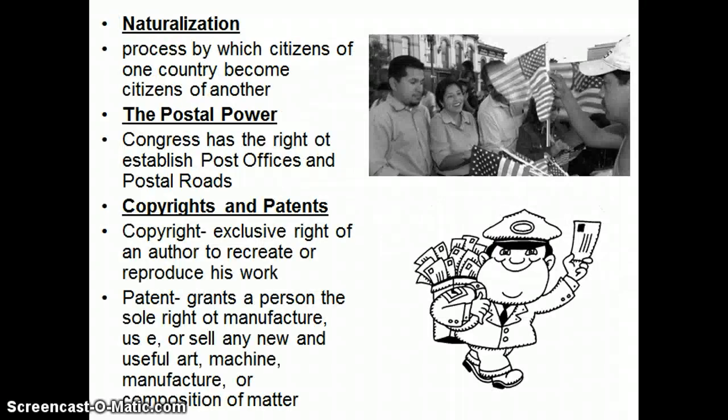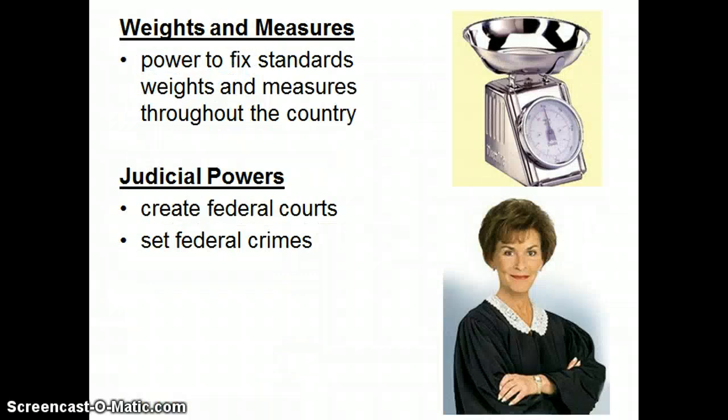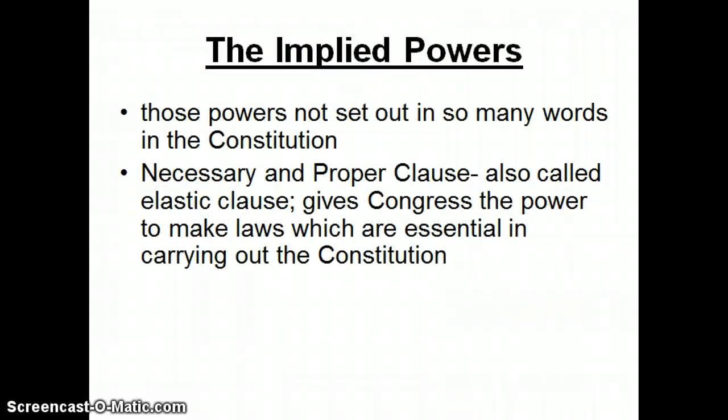A couple other ones: naturalization, which we've talked about. The postal power, copyrights and patents, which are pretty self-explanatory. Also self-explanatory is weights and measures. And then the judicial powers, which you can see are creating federal courts and setting federal crimes.